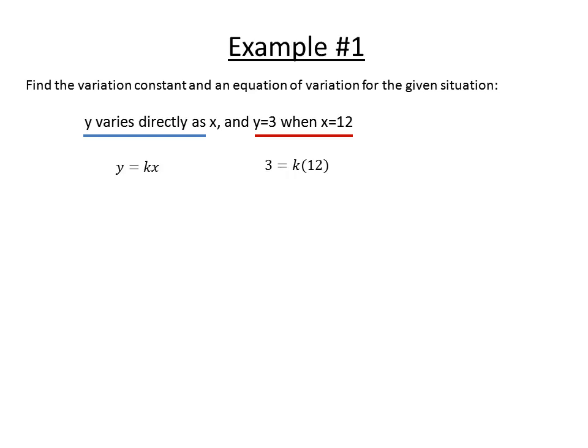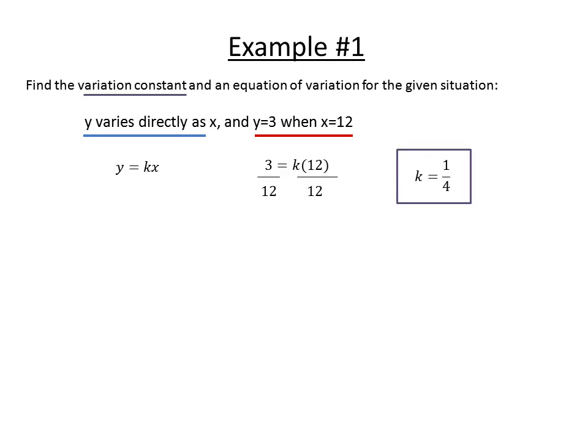And we can now solve for the k because that's the only unknown value left in that equation, just by dividing the 12 over to the left-hand side of the equation. And we get k equals 1/4 when we simplify. That is the value of our variation constant, which is one of the things we were asked to find.